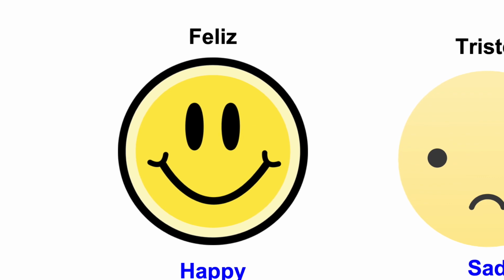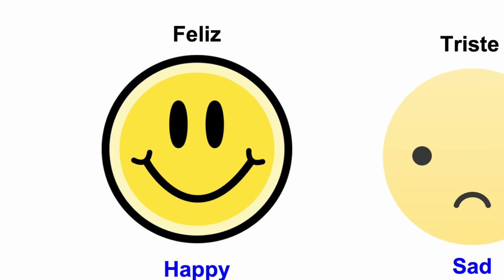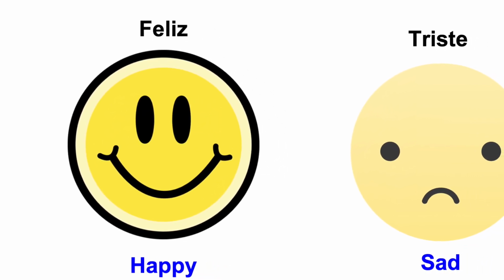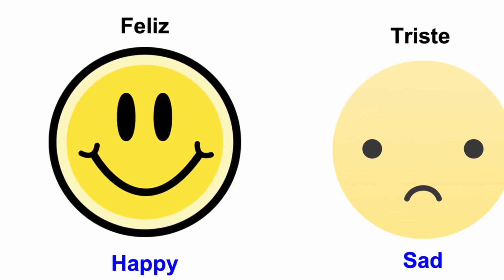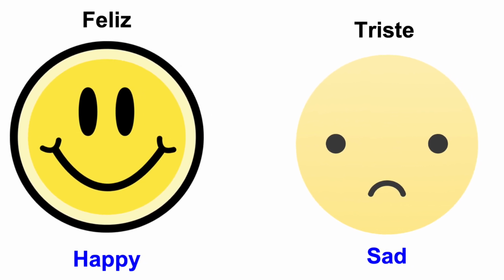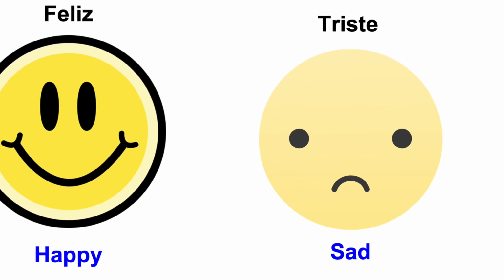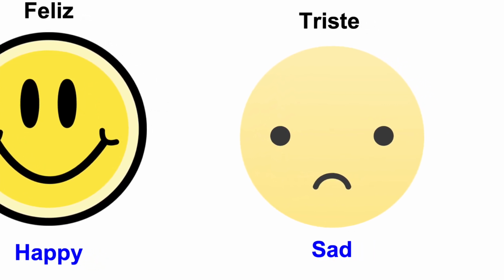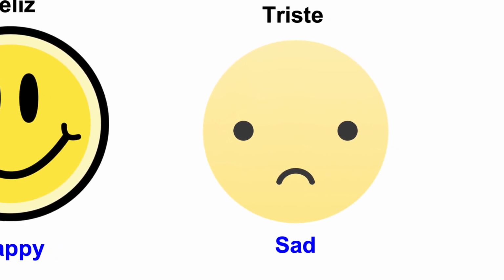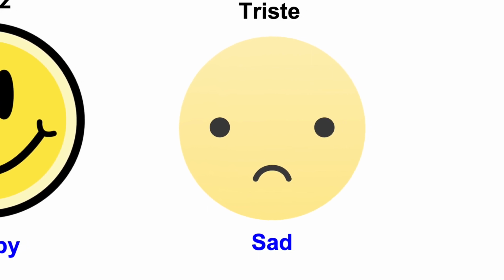So here are some common feelings in Spanish. The first face says feliz at the top. Repeat, feliz. This means happy. Then you've got the next face that doesn't look so happy. This is called triste in Spanish. Repeat, triste. It may be a little bit tricky, but that means sad. So we have feliz, estoy feliz, estoy triste.